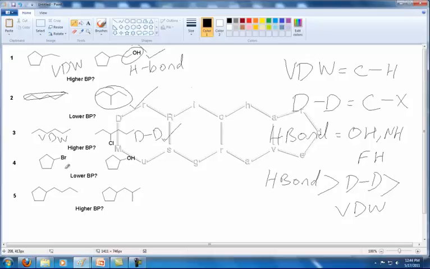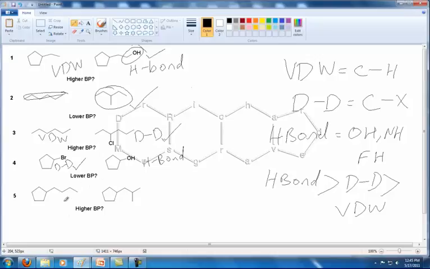Looking at these two, the lower boiling point, we've got a dipole-dipole here. We've got a C-X bond, a C-Br here. We've got an OH here. That's going to be hydrogen bonding. Lower BP, we're looking for the lower intermolecular force. That's going to be this one.